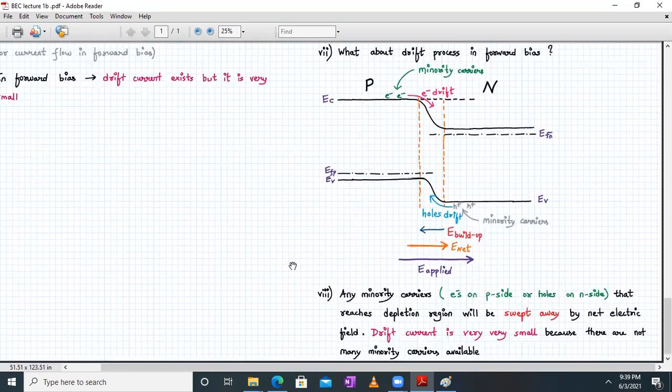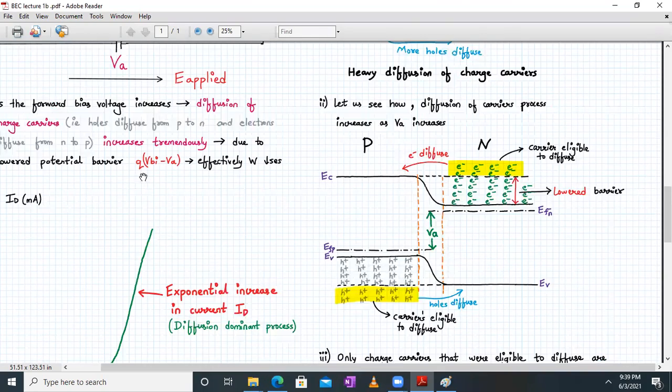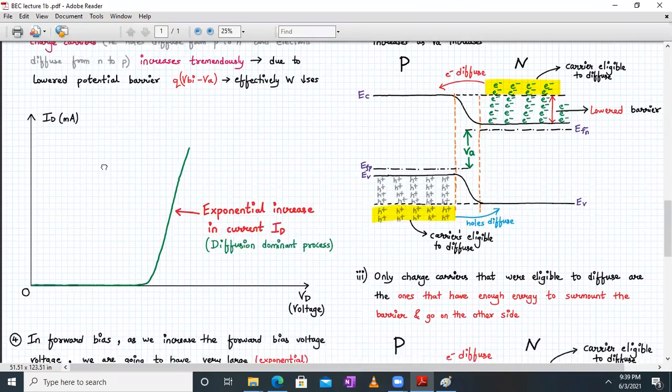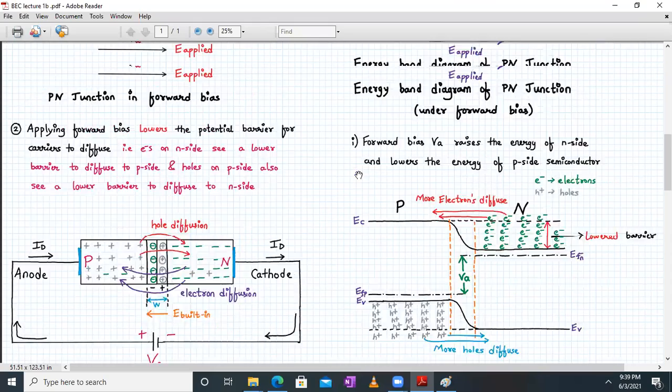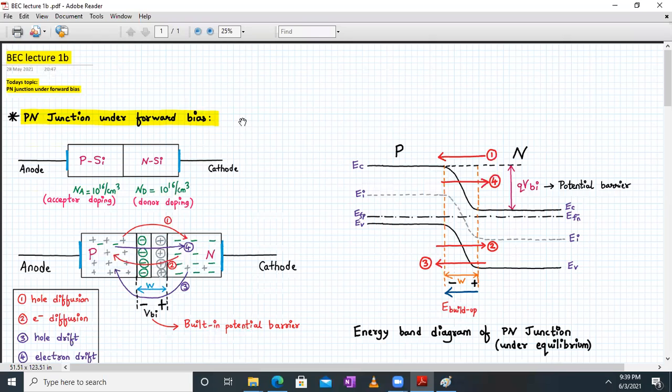So this is the summary of what we have discussed in the PN junction. There will be an exponential increase in the current with the applied voltage. So that is all for PN junction under forward bias.